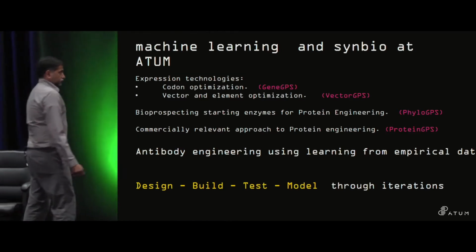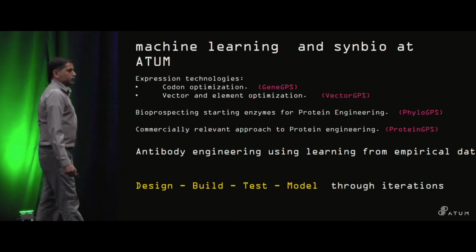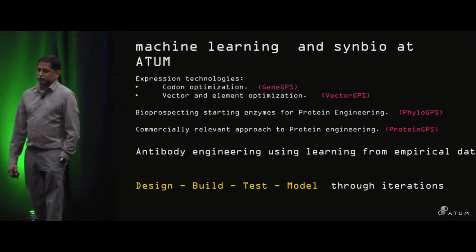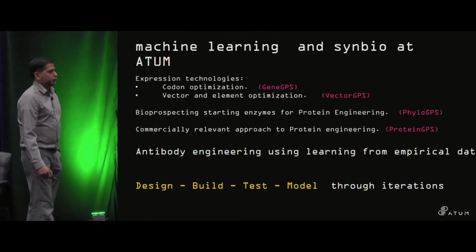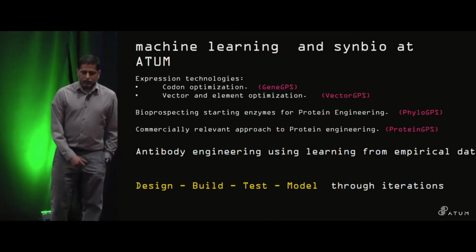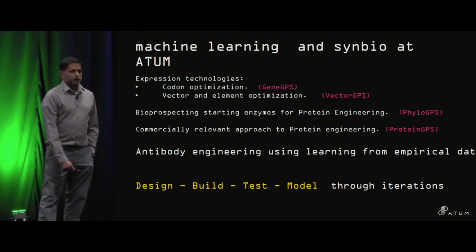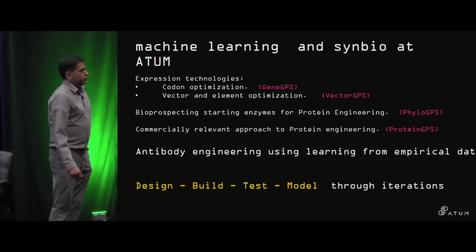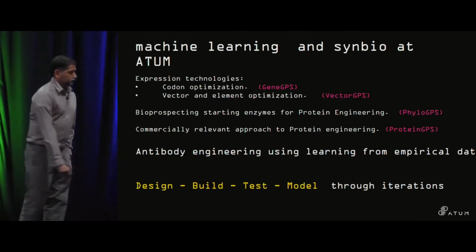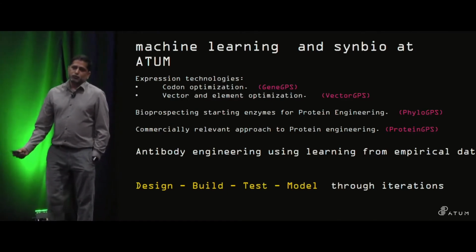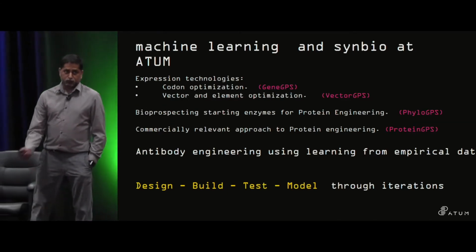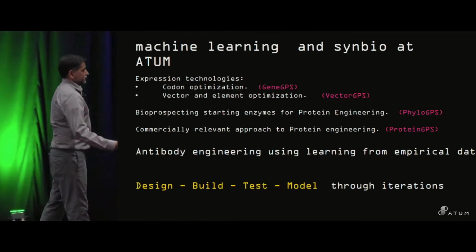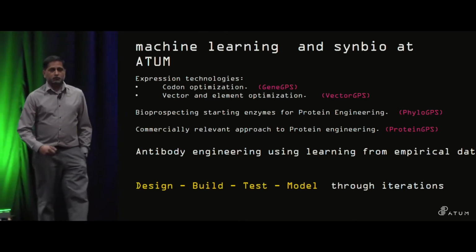Okay, so what do we do with machine learning? Our platform has allowed us to solve very complex biological challenges. We used it across the board in many different applications, everything from trying to express a gene to hunting for enzymes, and also to develop highly improved protein enzymes. But today, the focus is going to be more on antibody engineering. What's common about all our approaches is that we use a design, build, test, learn cycle through iterations to do the process.